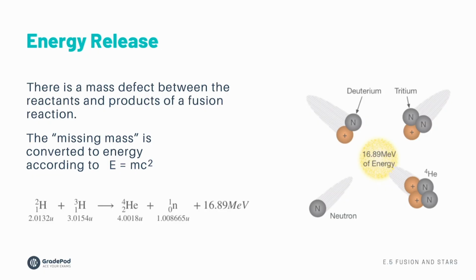On the subject of energy, there is a mass defect between the reactants and the products of a fusion reaction. The missing mass is converted to energy according to E equals mc squared. And where have you heard that before? We've heard that in fission. This time though, the balanced equation looks slightly different. On the left-hand side, we'll have two smaller nuclei. On the right-hand side, we'll have a larger nuclei, a neutron to balance it out, and lots more energy.